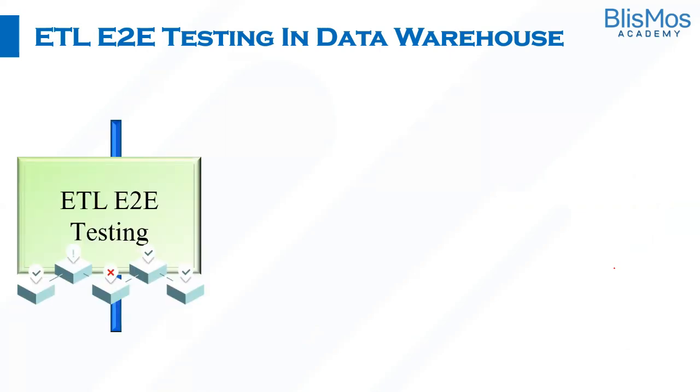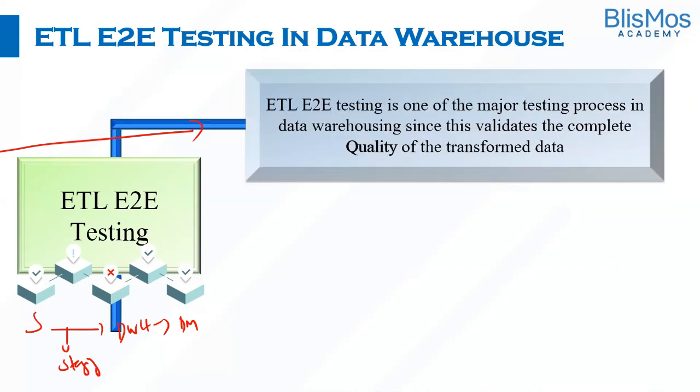So as you know, in end-to-end testing, the data is moving from source to the data warehouse. Between the source and the data warehouse, there is a staging area, and we have data marts. So we have to validate all that data movement from one place to another place, right? One source to another target. As a part of the data testing, the complete quality of the transformed data, which is moved from one place to another place, is validated.